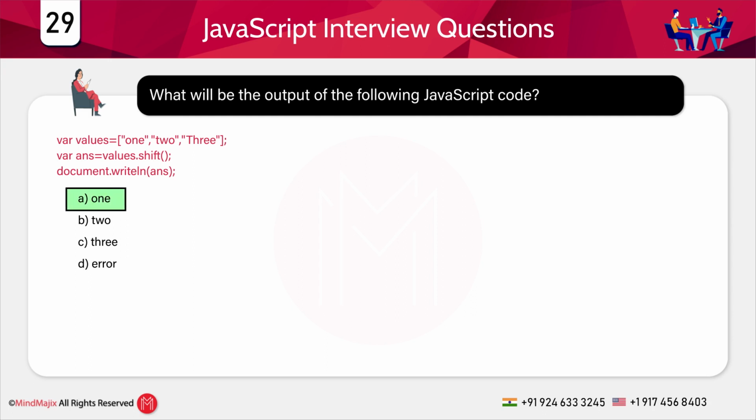Yes, because the shift method deletes the first element from the array and it returns that value. So the shift method deletes the first element from the array, and after that it returns the value, and that value gets stored into the answer, so the answer value is 1.